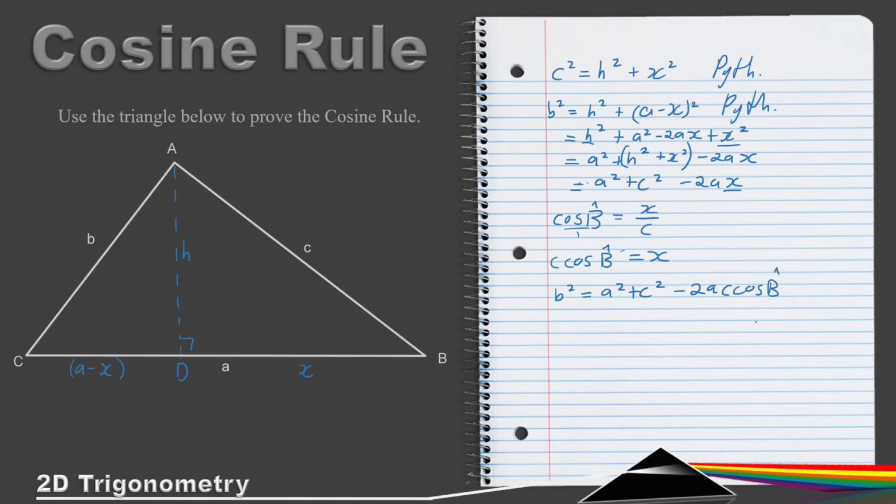All right, angle b. We can also continue and say that similarly, we have a squared equals b squared plus c squared minus 2bc cos a, and also c squared is a squared plus b squared minus 2ab cos c. All right, and then we've done our proof.